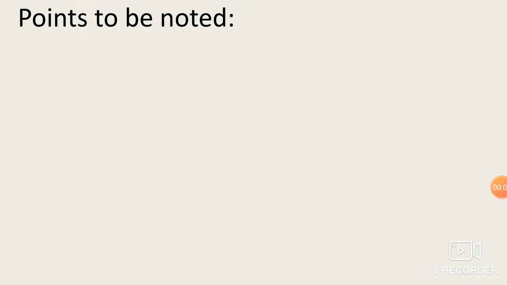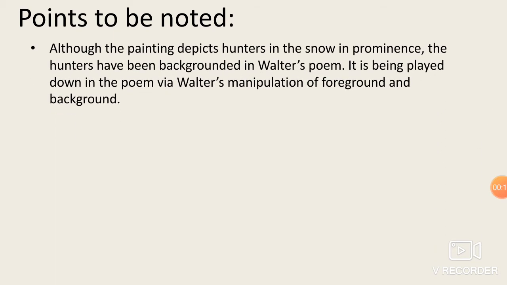Now I draw the attention of my learners to the points to be noted in this poem. First of all, although the painting depicts hunters in prominence, they have been backgrounded in Walter's poem. It is being played down in the poem via Walter's clever manipulation of foreground and background. I would like to remind my learners that in the poem we are moving from background to foreground, whereas in the painting it was from foreground to the background.